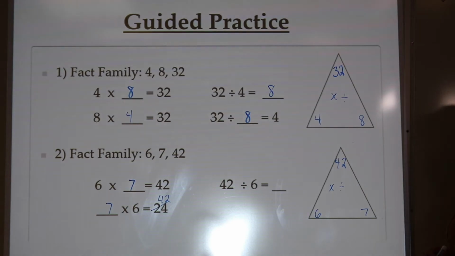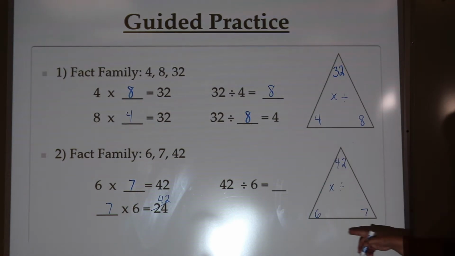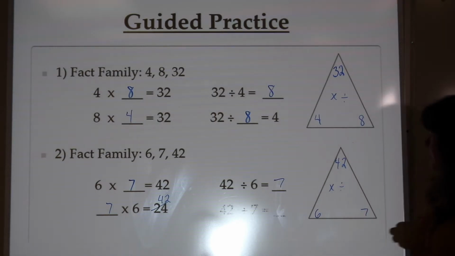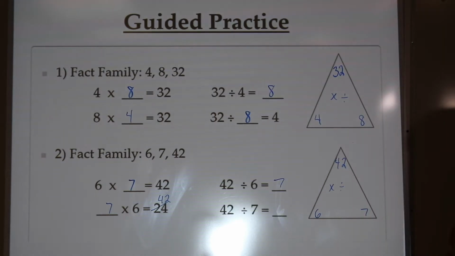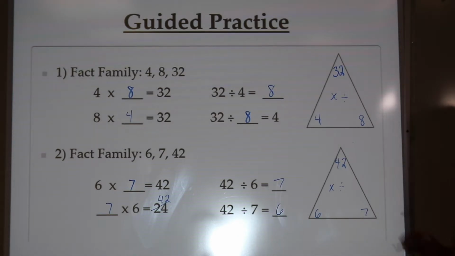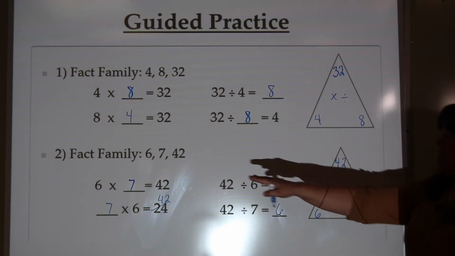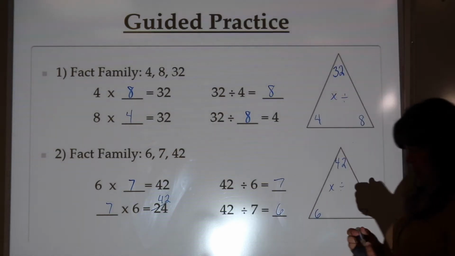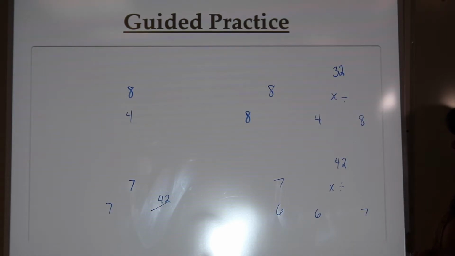Okay, our next one. 42 divided by 6, what number is missing in here? Our missing number would be a 7. 42 divided by 7, what's missing? It's a 6. So this isn't too difficult whenever we have these nice factor trees here and it gives us all of our fact family.